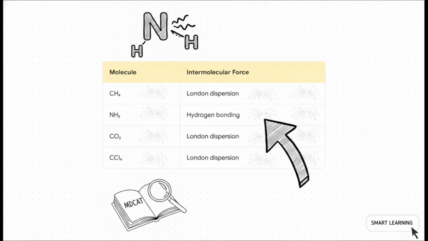Just remember the acronym FON. Let's eliminate our options. Options A, C, and D, methane, carbon dioxide, and carbon tetrachloride, all lack F, O, or N. Carbon just isn't electronegative enough, so these only exhibit weak London dispersion forces. But look at option B, ammonia. NH3 features a direct bond between nitrogen and hydrogen, creating that intense dipole. So, option B is the correct answer.